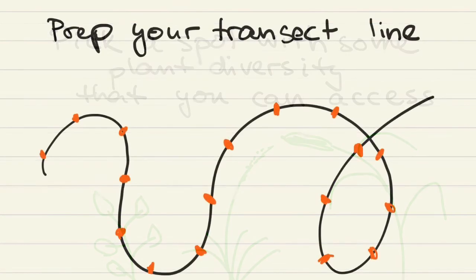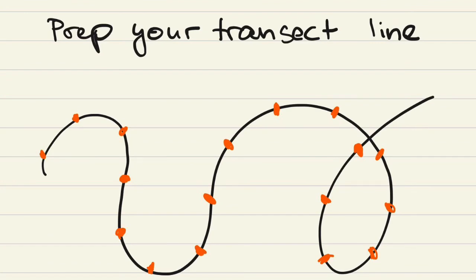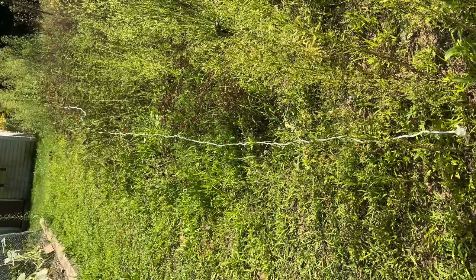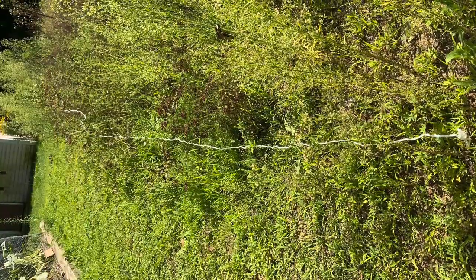Before you go out, you'll want to prep your transect line. So I recommend taking a twine or some string that you can mark every 25 or 50 centimeters, so that you know the increments before you even go out. And then when you go out, make sure to take your ruler with you.